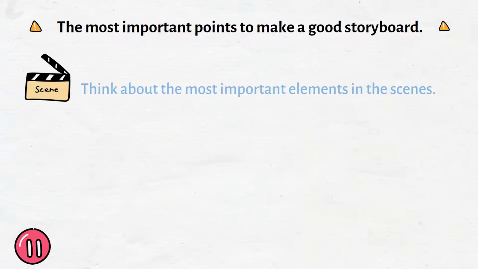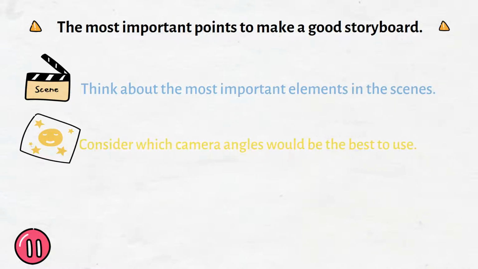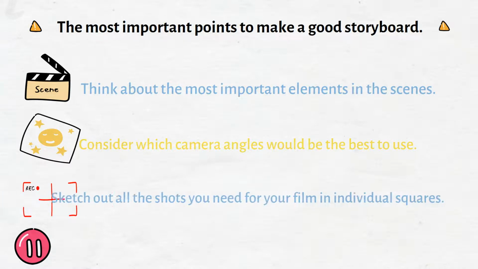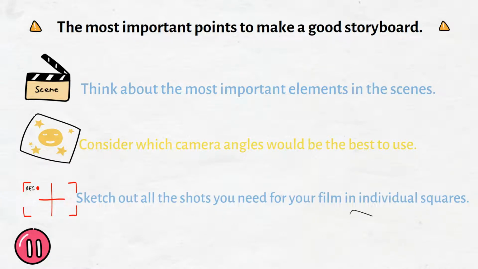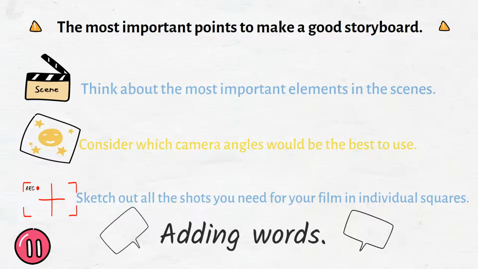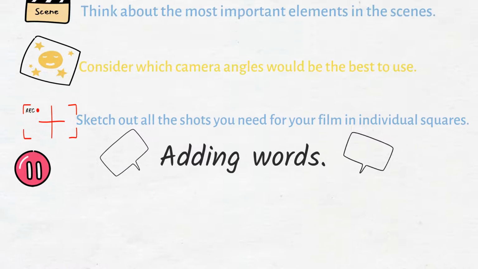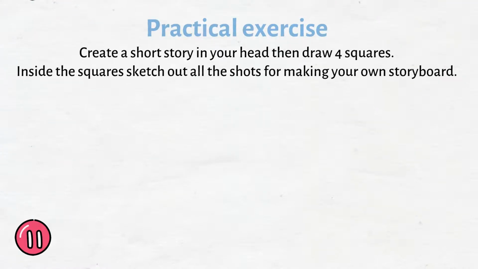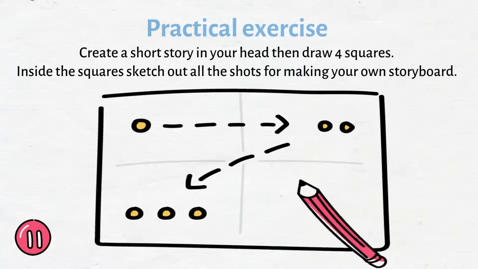Think about the most important elements in the scenes. Consider which camera angles would be best to use. Sketch out all the shots you need for your film in individual squares. After finishing the sketches for each scene, you can provide more context by adding words. Practical exercise: create a short story in your head, then draw 4 squares. Inside the squares, sketch out all the shots for making your own storyboard.